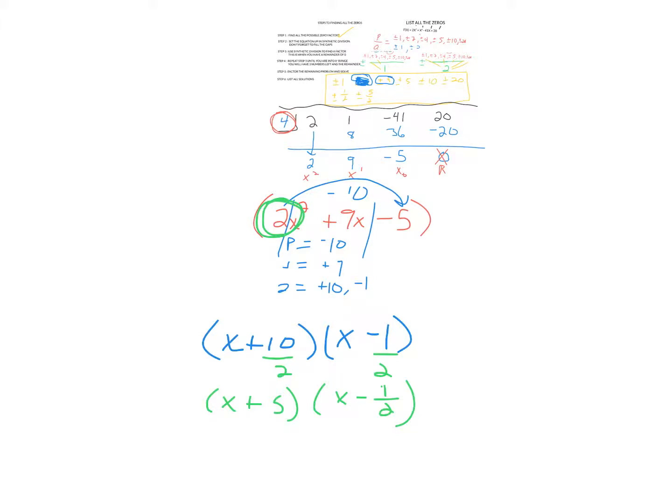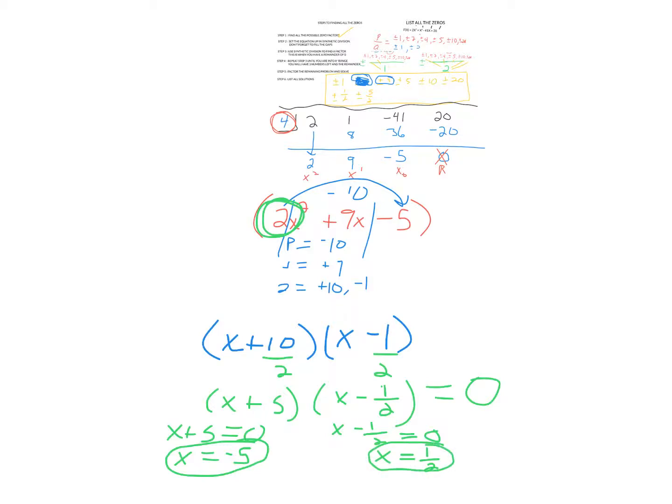But now, if you remember the steps, okay, we are now trying to solve these. We're not factoring, we are solving this. By listing all the zeros, you are solving. Okay, so now we're going to solve this. So if I do x plus 5 is equal to 0, x is negative 5. If x minus a half equals 0, x is 1/2.